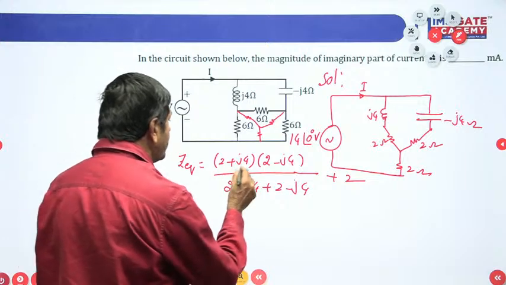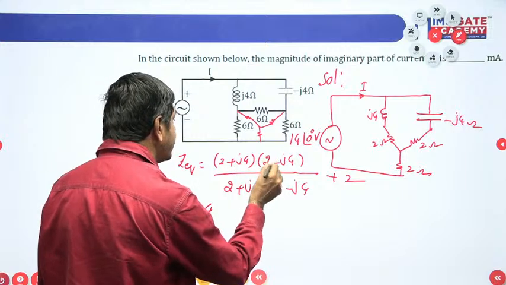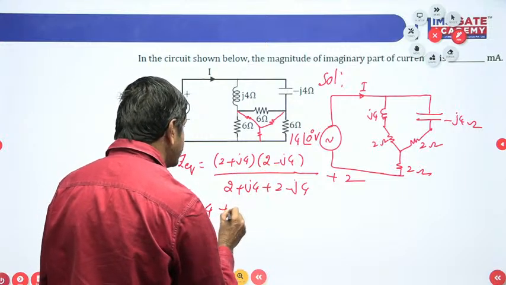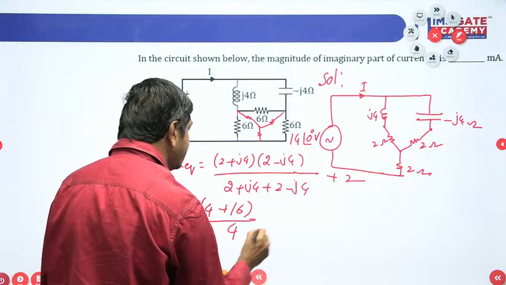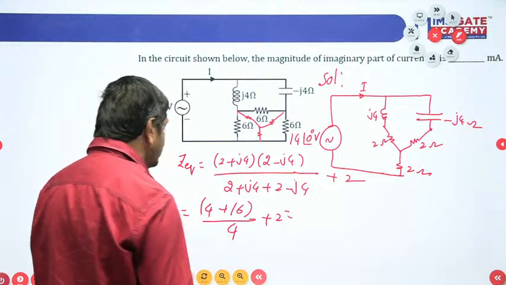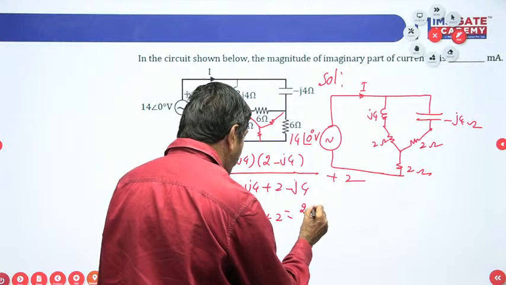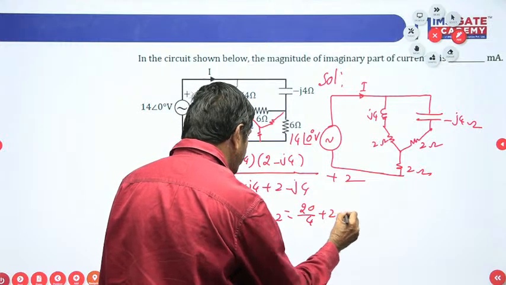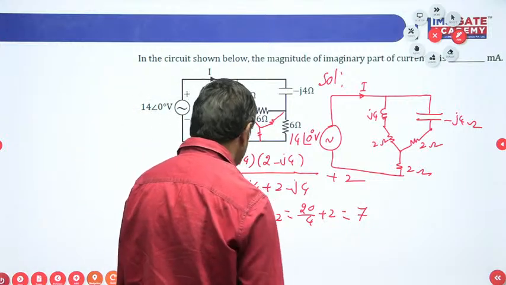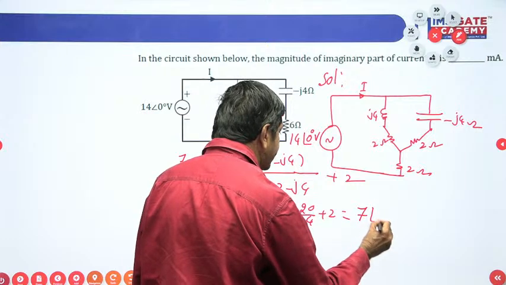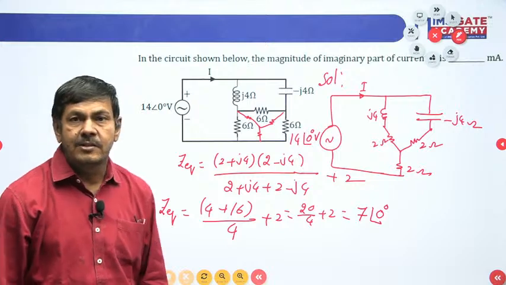Then I can find Z equivalent directly. 2 plus J4 times 2 minus J4, A plus B times A minus B: A square is 4 square, that is 16, minus J square is minus, so plus 16, divided by the J4 cancels, I will get 4 here, plus 2. So 20 by 4 plus 2. 4 5s are 20, and 5 plus 2 is 7 ohms I will get. No imaginary part, this is a 0 angle only. 7 at an angle of 0.